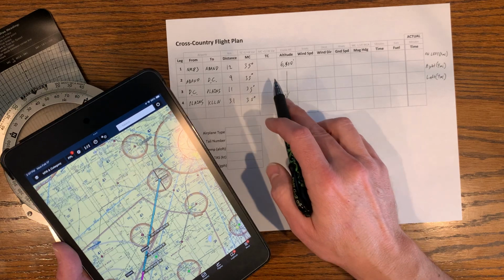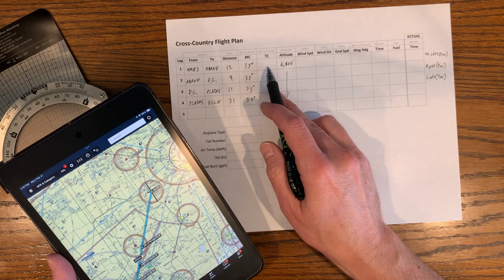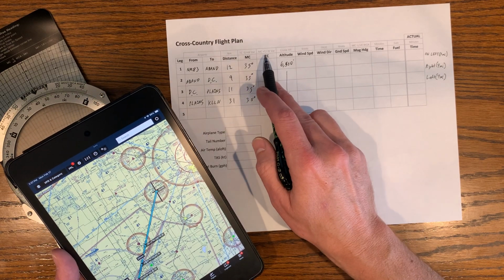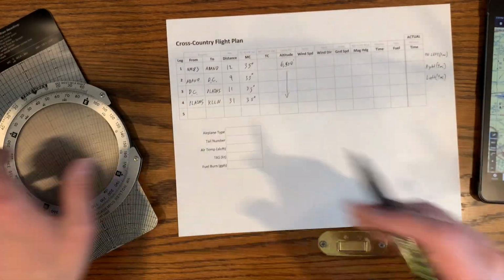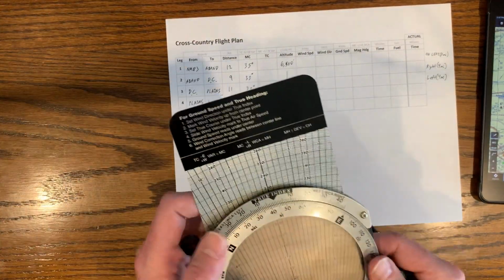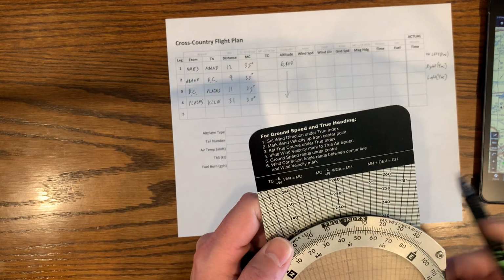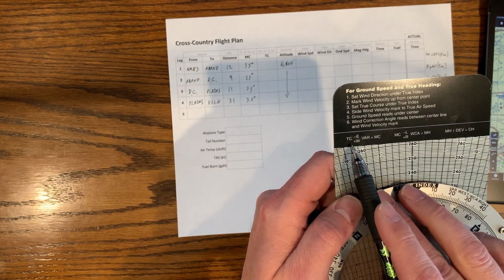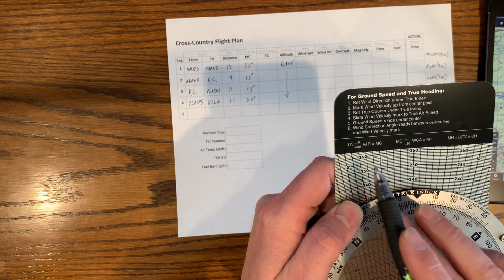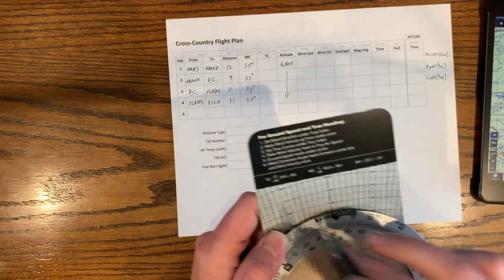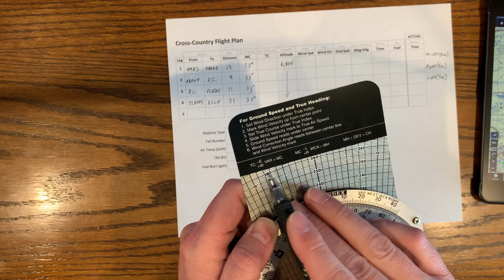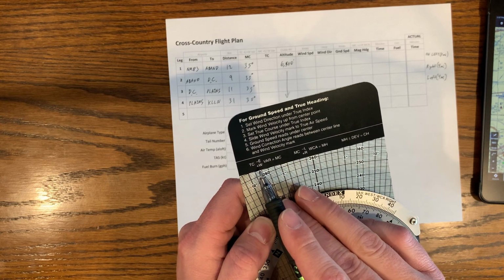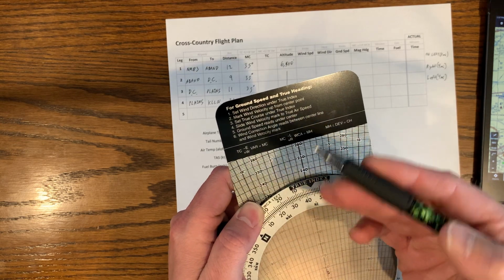All right. So true course. Now up here, if you can see it, and if you can't see it, this is probably on your own E6B as well. Your E6B will have magnetic course is true course minus easterly or plus westerly variation. So what does that mean?